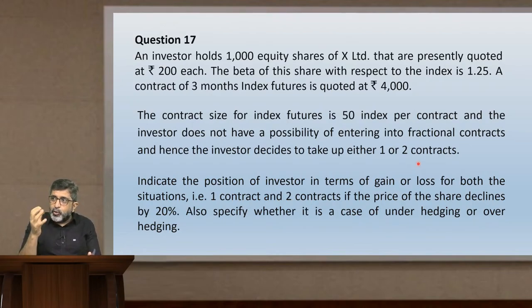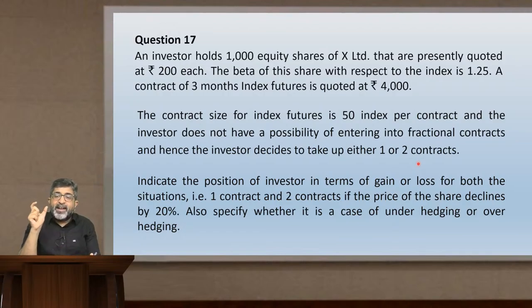First step is to determine the value of the stock portfolio that you want to hedge. So first step, how many shares you have? 1000 shares. Each share has a current market price of 200. So multiply by 200. Your current portfolio value is rupees 2 lakhs. Beta is 1.25. So multiply beta multiplied by 1.25.